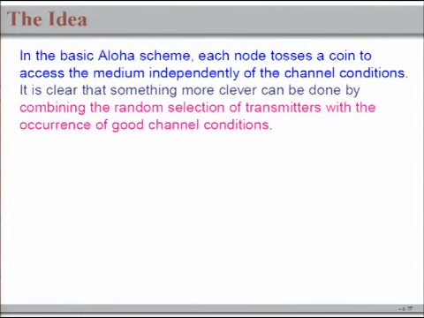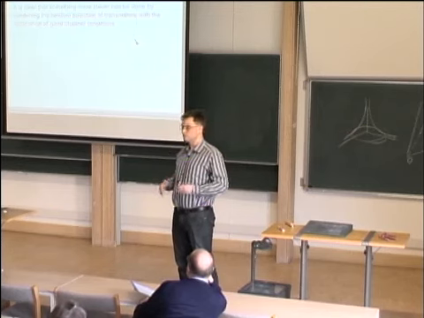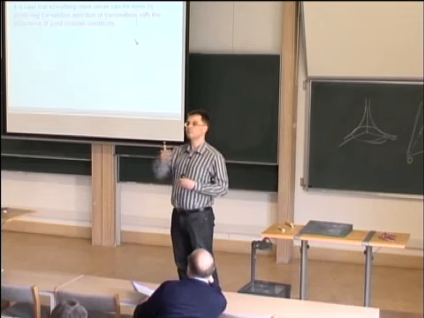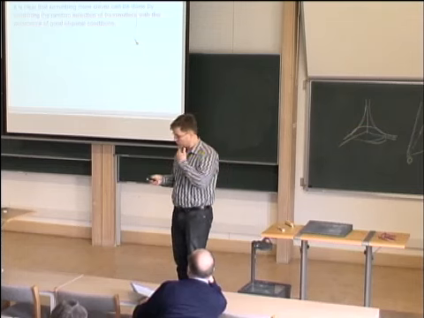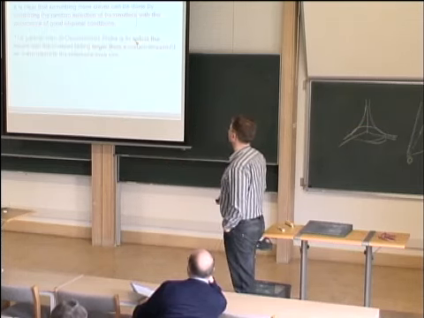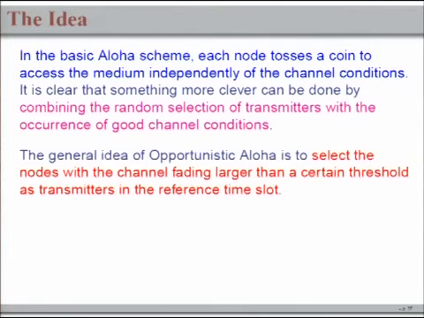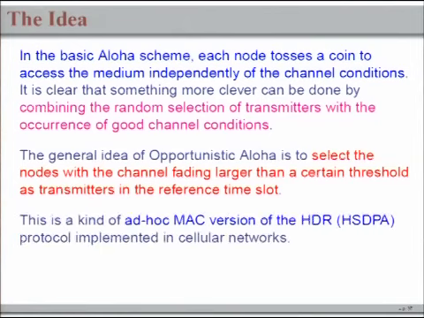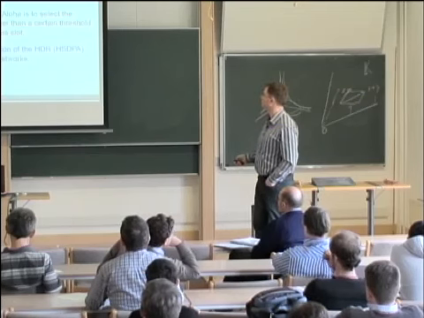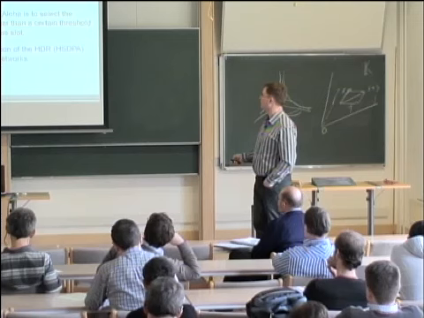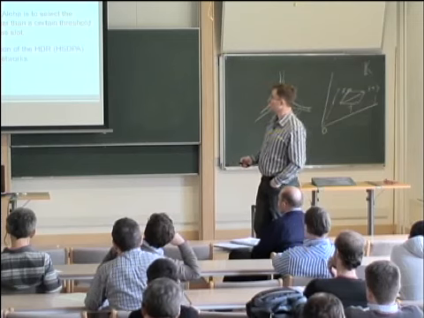Anyway, these channels, we have assumed that they are IID. So why not make my coin dependent on the channel in such a way that I tend to be selected to emit whenever my channel is relatively good, and I should not be selected when my channel is not good. So this kind of mechanism that we call opportunistic ALOHA is nothing else than a kind of ad hoc network variant of the protocol that is implemented nowadays everywhere in cellular networks. It's called HDR, high data rate, or HSDPA protocol in cellular networks.